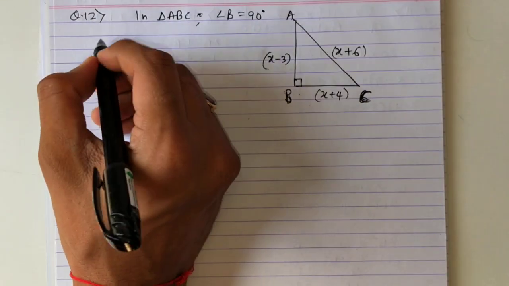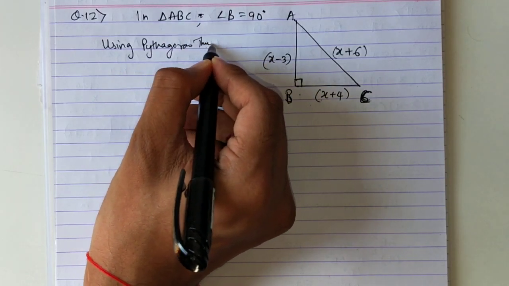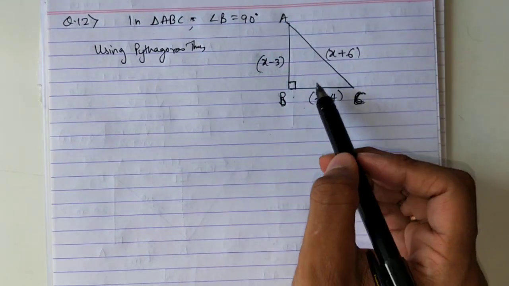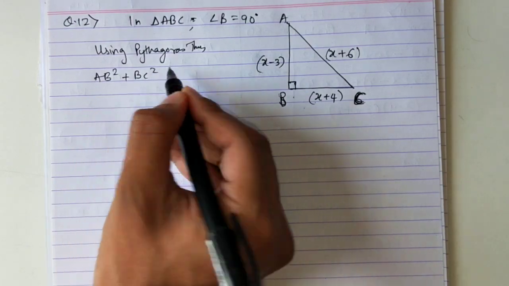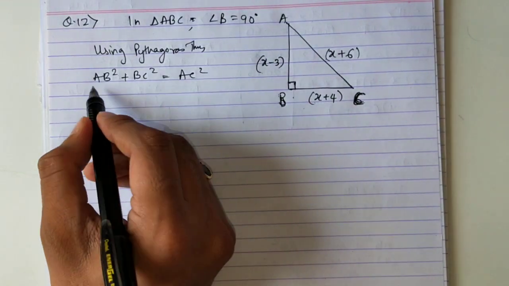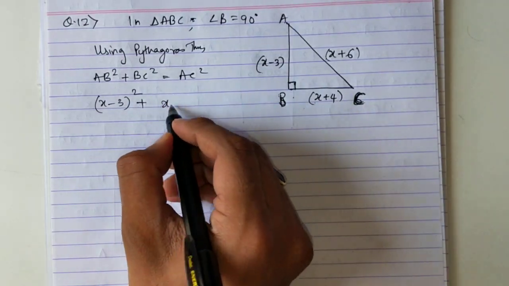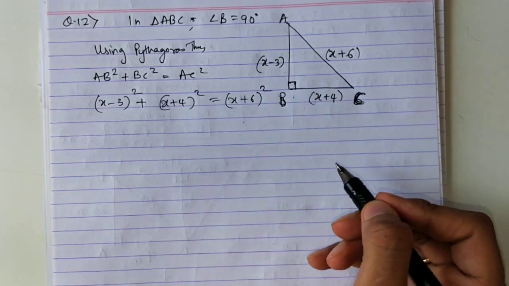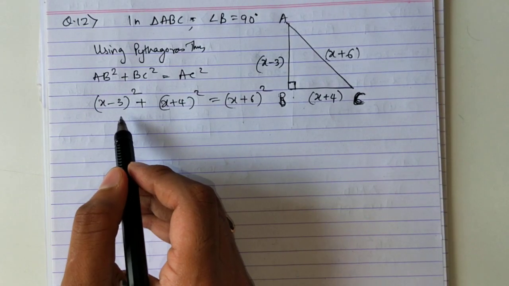Very simple, directly use Pythagoras theorem. Using Pythagoras theorem, this is the hypotenuse, AC, correct? Opposite to 90 degrees, this is the hypotenuse. So AB square plus BC square equals AC square. AB is given as (x minus 3) square plus BC is (x plus 4) square equals AC, which is (x plus 6) square. Okay, let's open the brackets using the expansion formula.